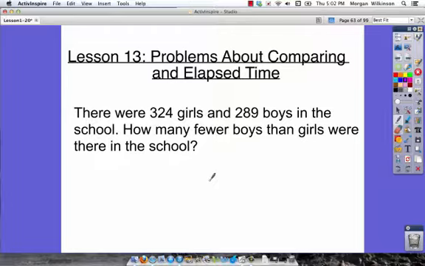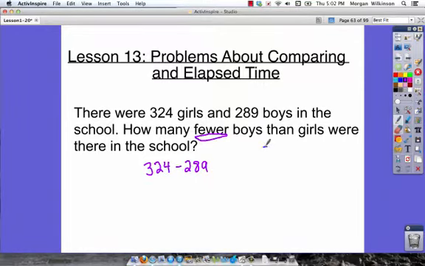Now, if you remember our four-step process from a couple lessons ago, we know the first thing is to identify what type of pattern we have. Now, the question says, how many fewer? If we have how many fewer, that's a key word there. Fewer means less than, so we're going to be working with subtraction. So, how many fewer boys than girls were there in the school? What we're going to have to do is subtract. We're going to have to say 324 minus 289. And 324 minus 289 will tell us the difference between the number of boys and the number of girls.